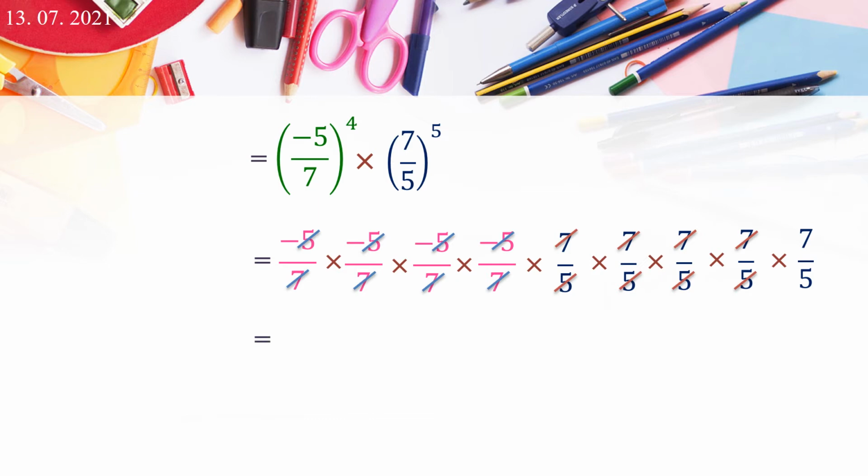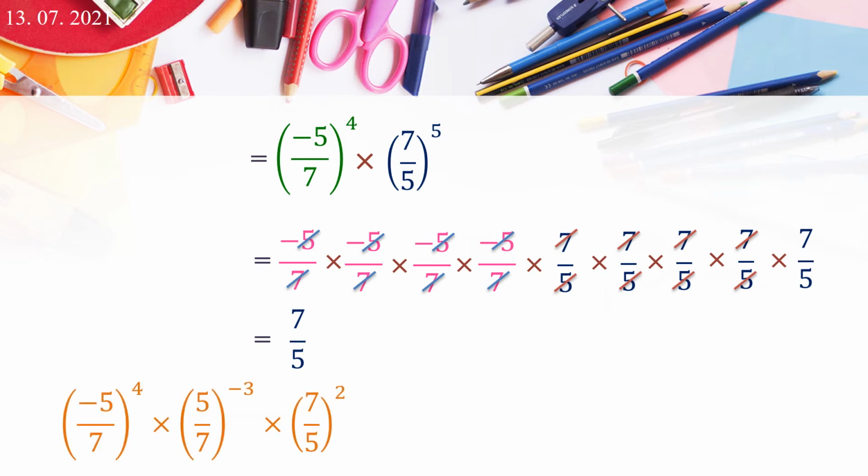Without cancelling, we have minus into minus into minus into minus and 7 by 5. Okay, if the negative is multiplied an even number of times, we get the result in positive. So we left the positive symbol and wrote only 7 by 5 here. So the solution for the sum is 7 by 5.